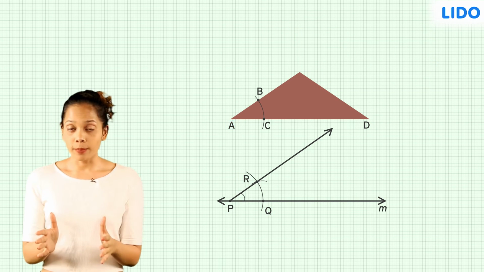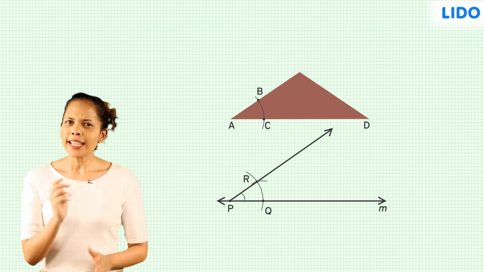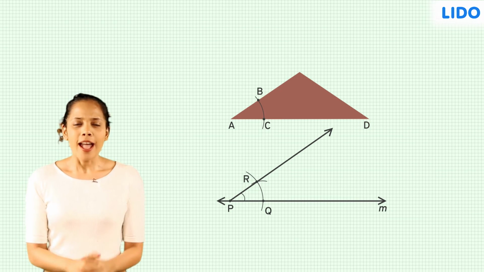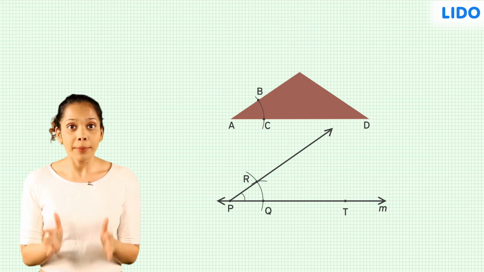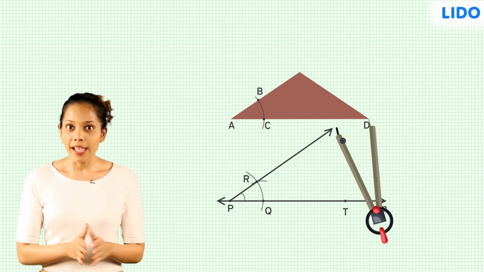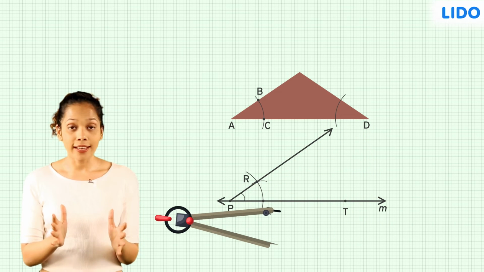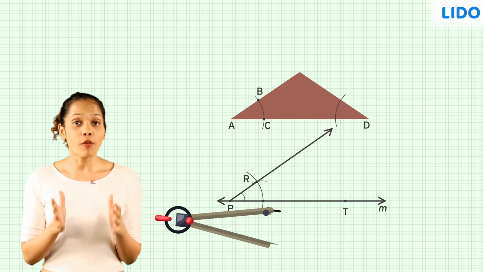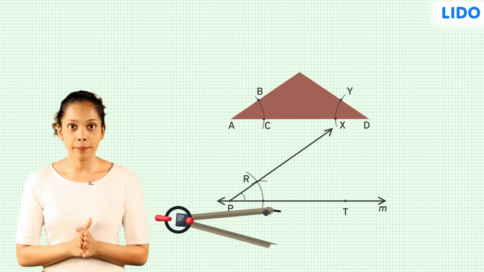Using the same procedure, we'll replicate angle D to complete the roof. Let's do it then, shall we? Mark point T at some distance from point P. Then, with the compass pointer on D and using any radius, draw an arc such that it intersects both arms of angle D at points X and Y respectively.